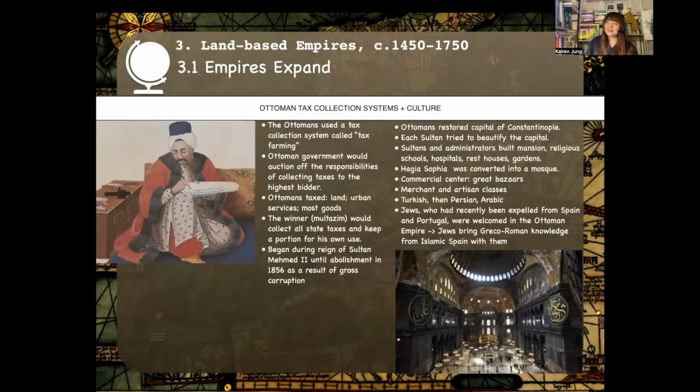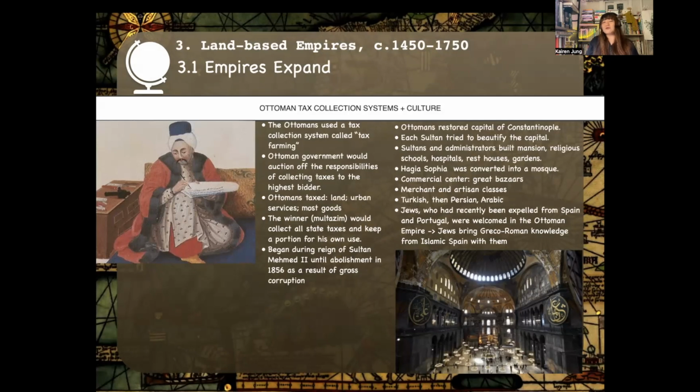The Ottoman tax collection system is something that you definitely need to remember for the test. It was called tax farming, and so what they would do is the Ottoman government would auction off the responsibilities of collecting taxes to the highest bidder. The Ottomans would tax land, urban services, and most goods. The winner was called multazim, and the multazim would collect all the state taxes, and he was allowed to keep a portion for his own use.